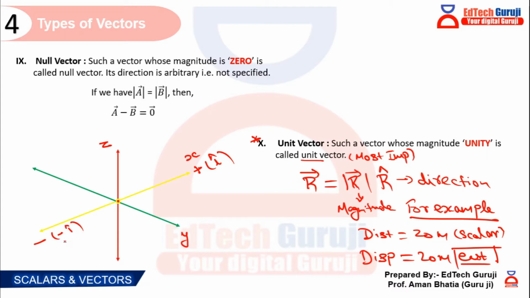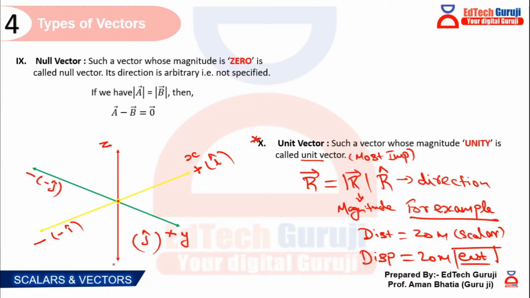Okay, minus i cap. Now I'm just going to tell you what is the importance. Likewise, for the y-axis, this is my positive y-axis. So the unit vector along the positive y-axis will be given as j cap. It's all small i, small j. This is given as j cap, and this is my negative y-axis, so here my unit vector will be minus j cap.